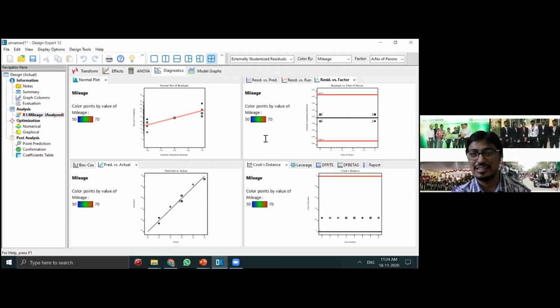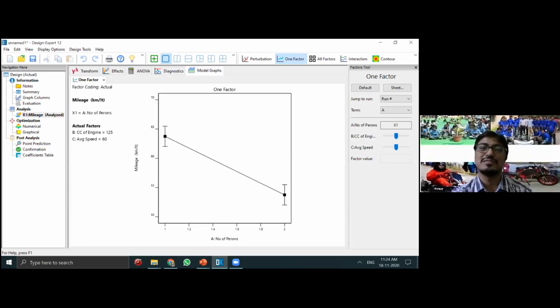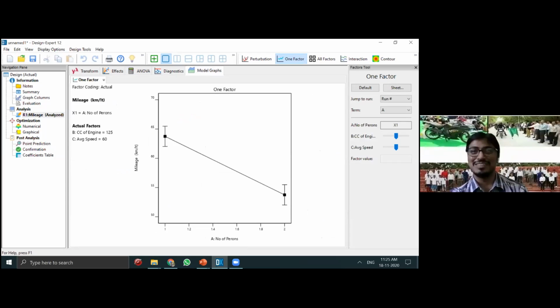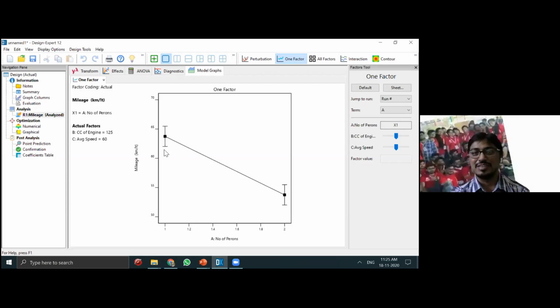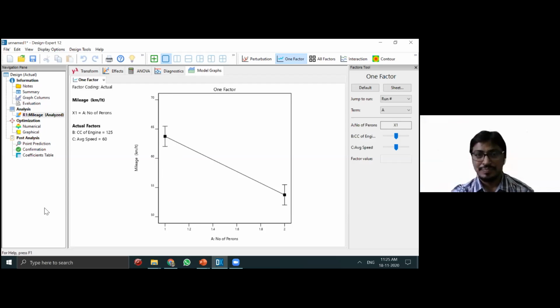So this is just for our understanding. Then the major part we'll be looking at is these beautiful graphs which I showed you yesterday, isn't it? So what does it look like? The Y-axis is mileage, that is the response, and this is the factor. So number of persons, how it is affecting the mileage. So this is the range actually, that is what it is giving.